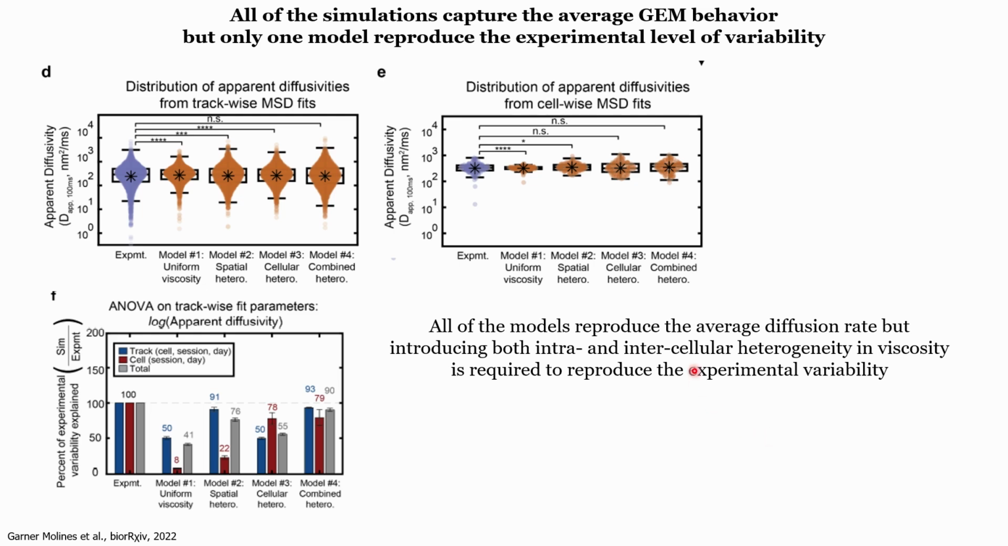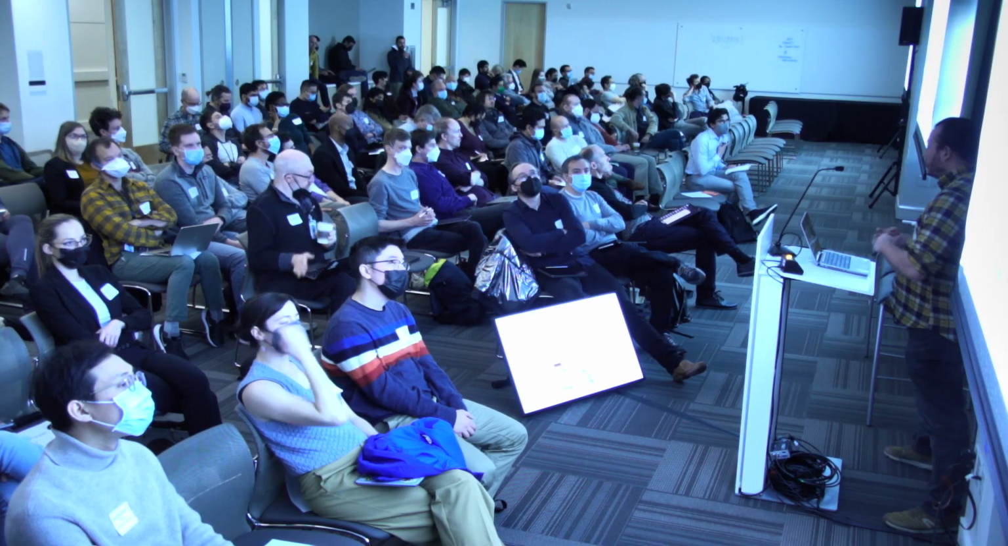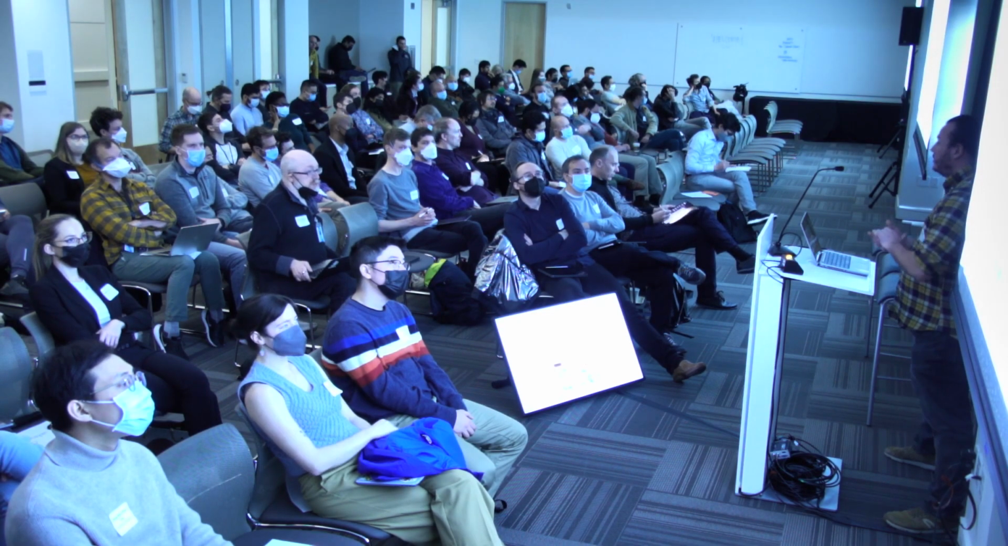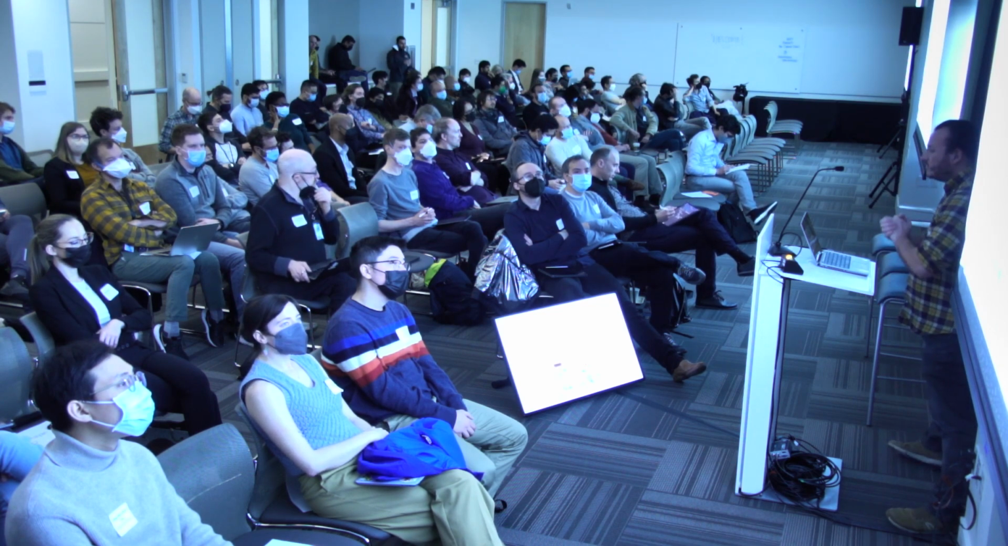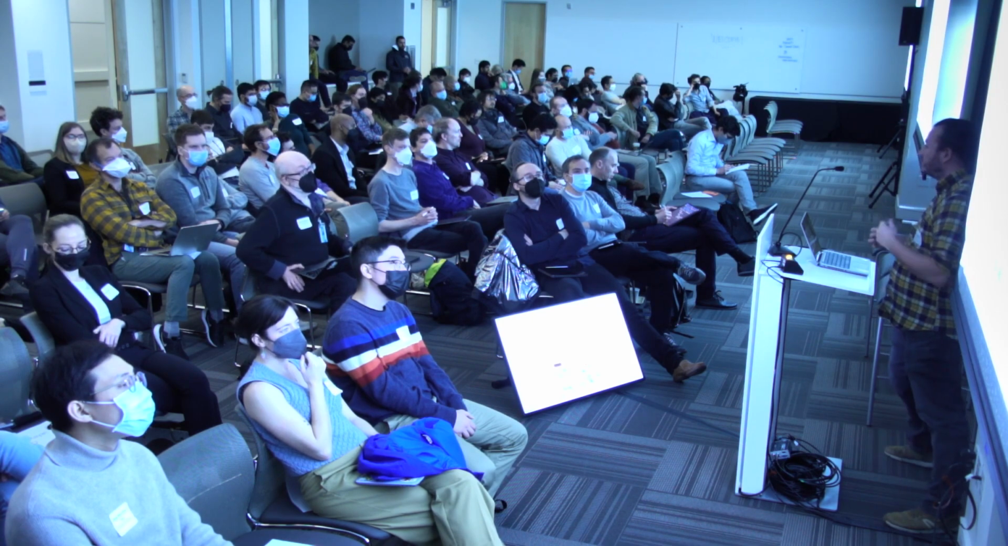Which led us to this sort of view of the cytoplasm, where viscosity is varying in space as you move through the cell, and where every cell also has a different average. And so the cytoplasm might not be a well-mixed environment at the scales we looked at, and for the time scales we looked at. And then, being also experimentalists, we wanted to know if we could get a handle on the level of heterogeneity we have in the data. Are there knobs that we can play with?